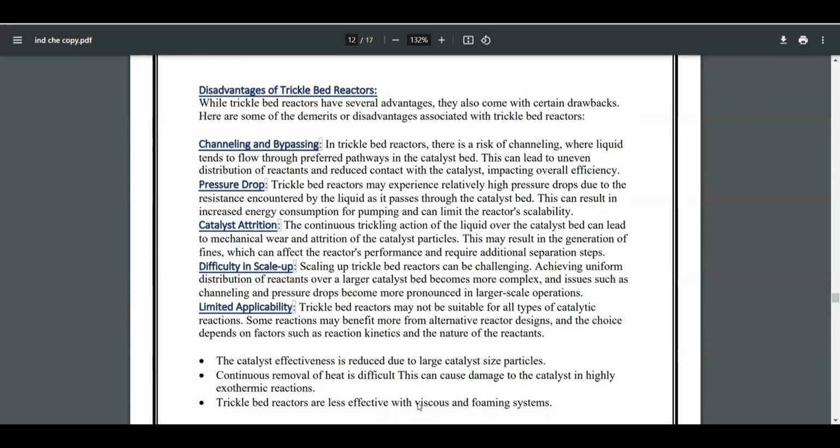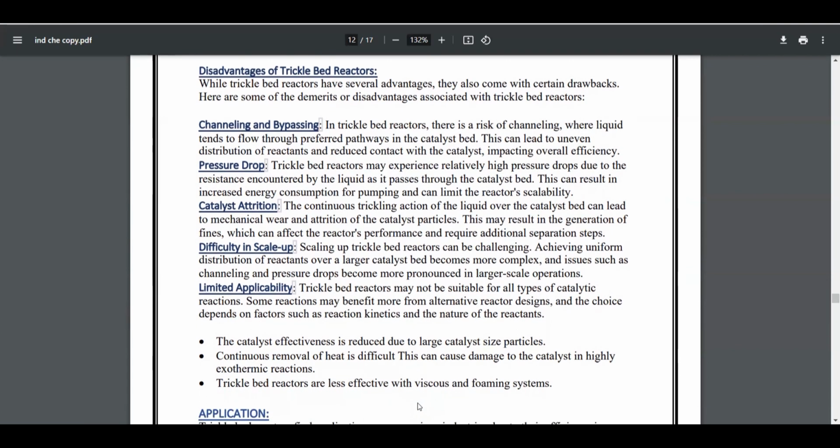While trickle bed reactors have several advantages, they also come with certain drawbacks, and here are some of the demerits or disadvantages associated with trickle bed reactors. The number one is channeling and bypassing. In a trickle bed reactor, there is a risk of channeling because the liquid tends to flow through a preferred pathway in the catalyst bed. This can lead to uneven distribution of the reactant, and it will reduce the contact with the catalyst, and that will at the end impact the overall efficiency.